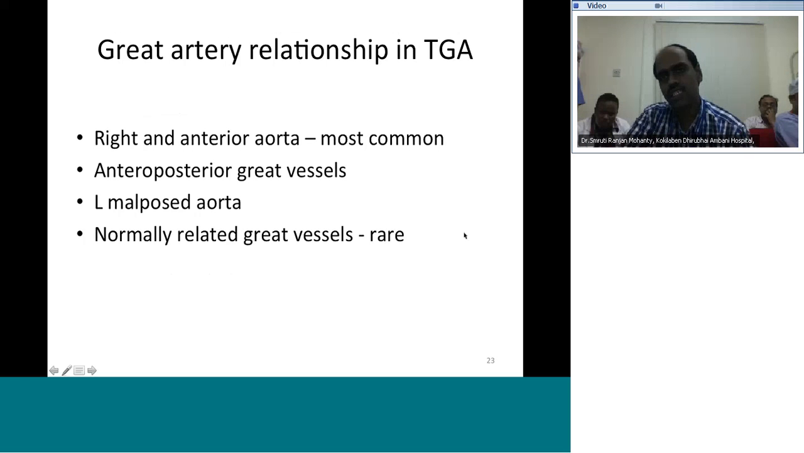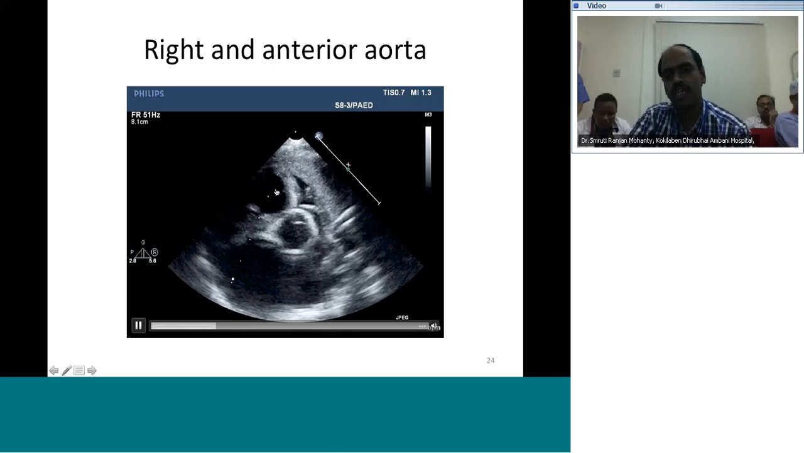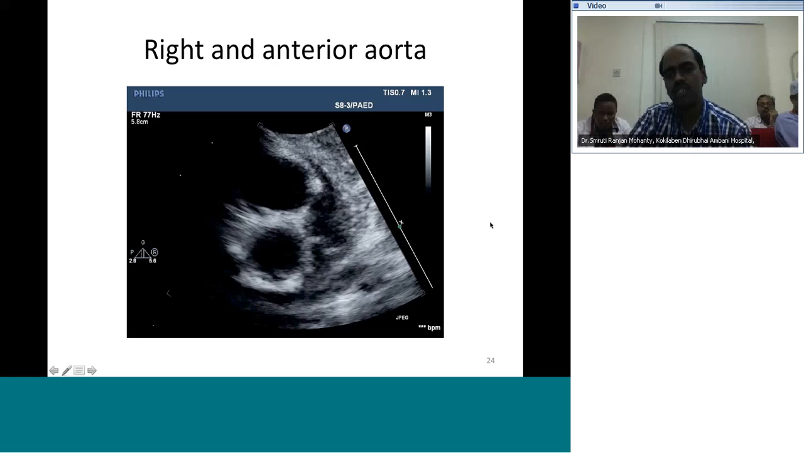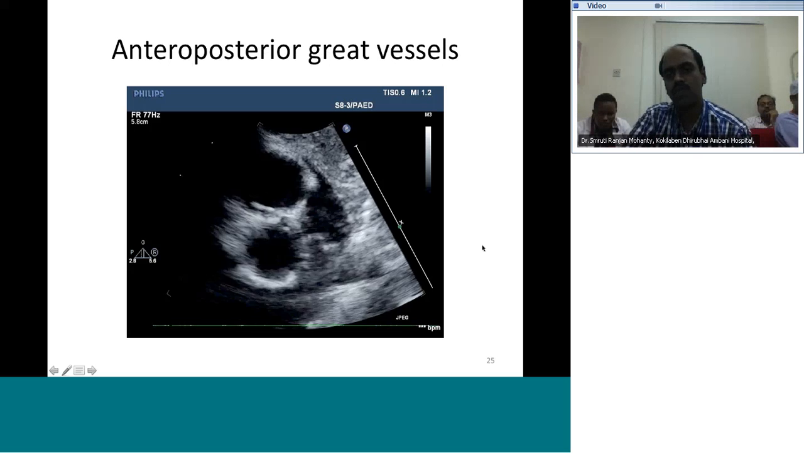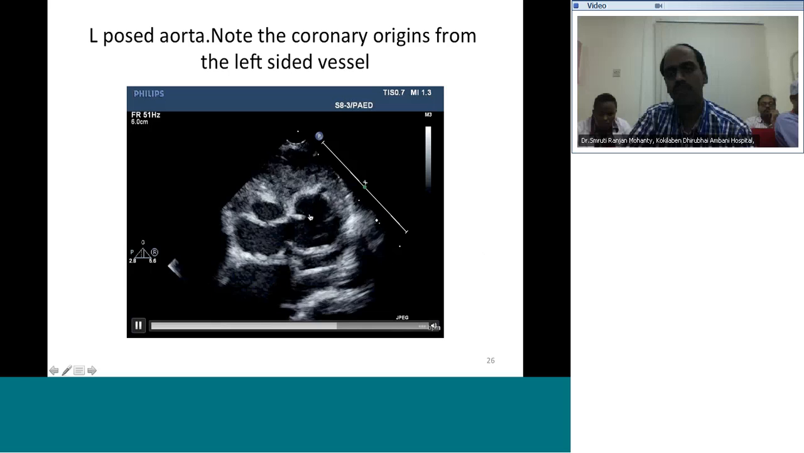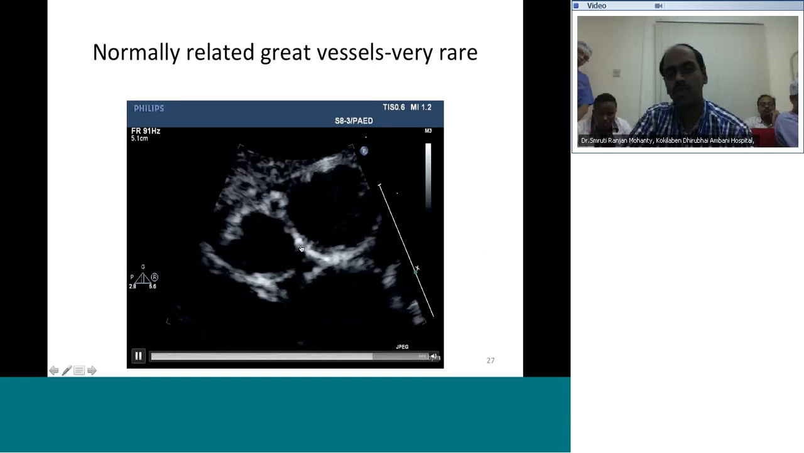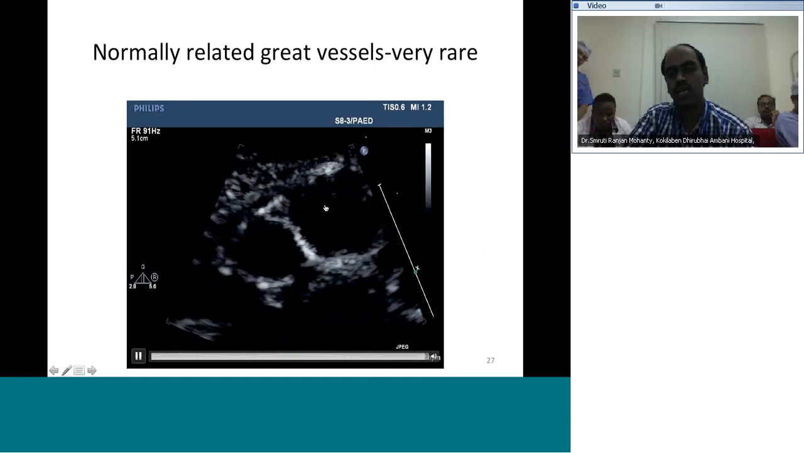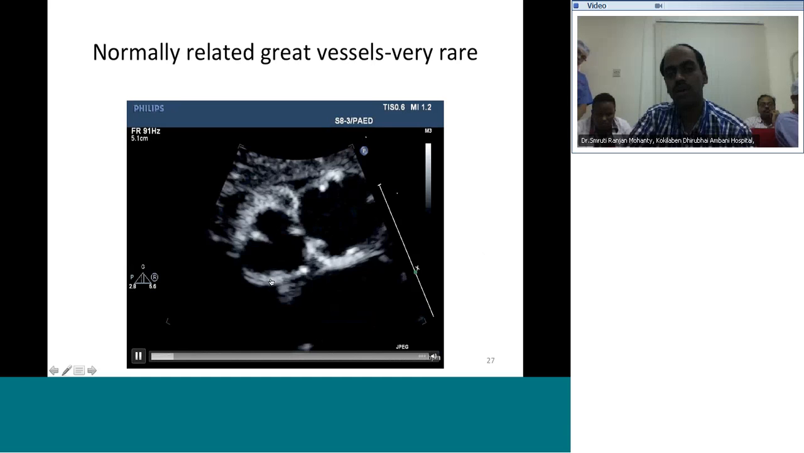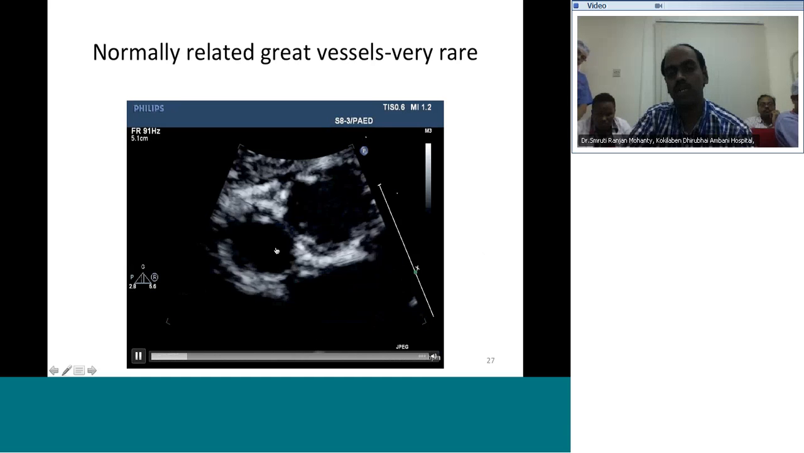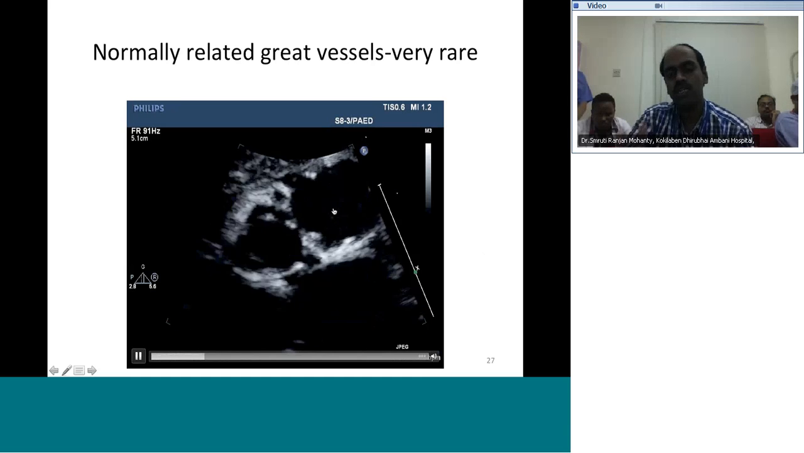The great artery relationship in a transposition may either be right and anterior, sometimes anteroposterior, sometimes left and anterior. Very, very rarely it may be normally related. So this is right and anterior, right aorta, left PA. This is almost directly anteroposterior. This is L-malposition. This is left and anterior and right and posterior. And extremely rarely you can have completely normally related great arteries. This is the aorta, this is the pulmonary artery, and these are the coronaries. So the aorta and pulmonary artery are normally related. However, the great vessels will be parallel to each other. They won't spiral around.